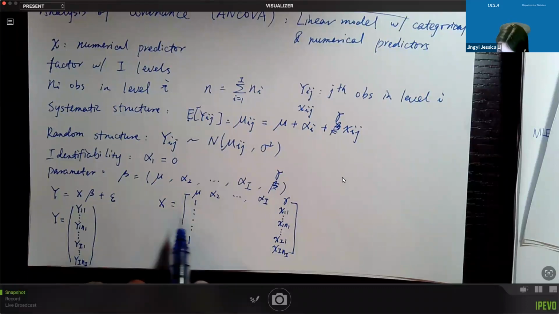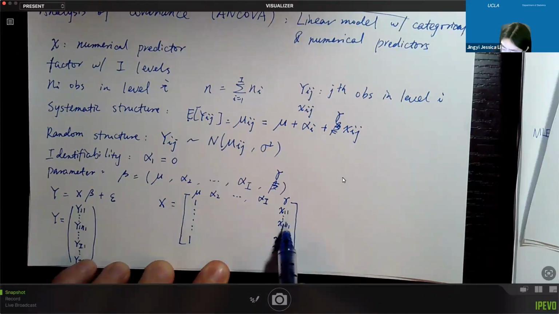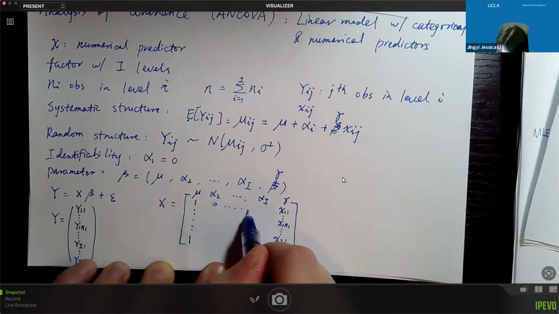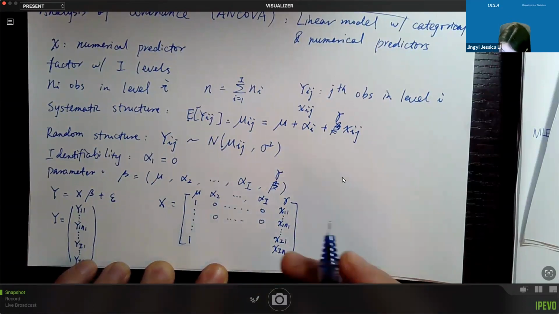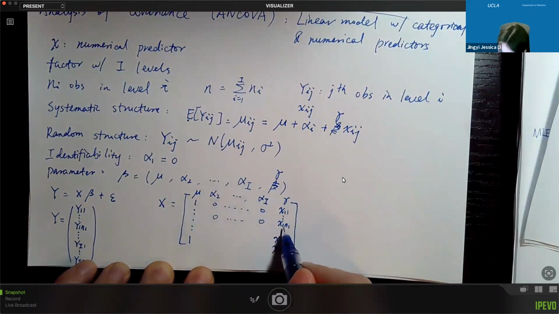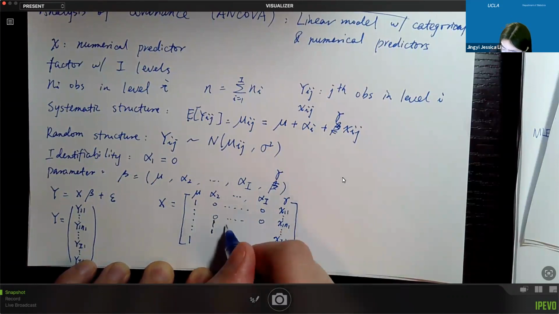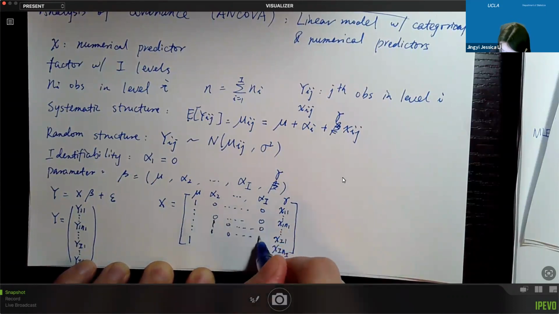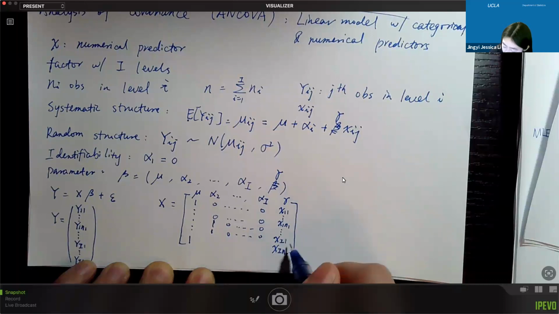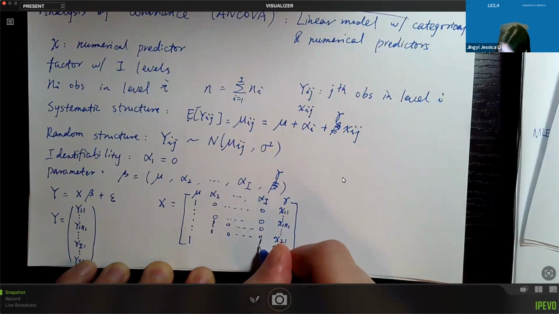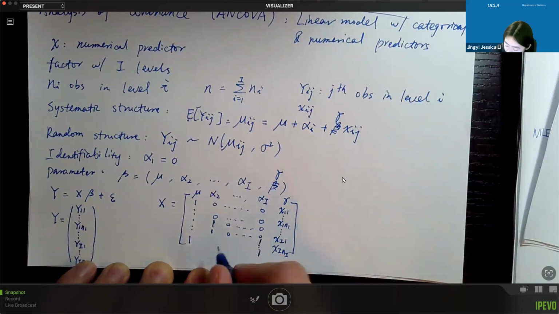The other columns correspond to the levels each observation is in. So for the first N1 observations, they are all in level 1. So of course, they will be 0 in these columns. And then starting from x21 to x2n2, they will have ones in this column, corresponding to alpha 2, and 0 elsewhere. And for the last block, for level I, they would have 1 in these columns because they are in level I, and 0 elsewhere.